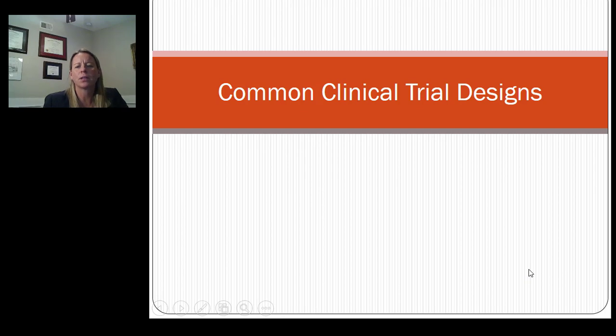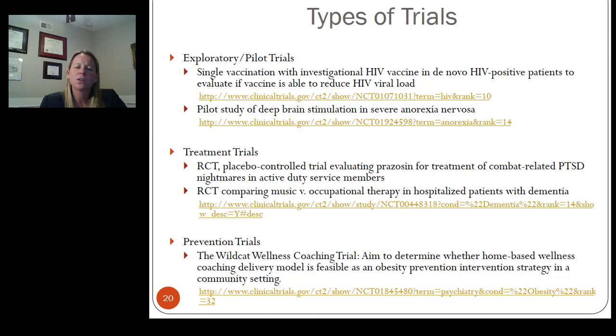So now I'm going to talk about common clinical trial designs. The next few slides provide some general categories under which clinical trials may fall. And I've also provided you with a few examples of each type of category and the links to those clinical trials on the clinicaltrials.gov platform, which is a website that you could go to and determine if there is a clinical trial that you're interested in, if it's been done, or if there are any ongoing trials.